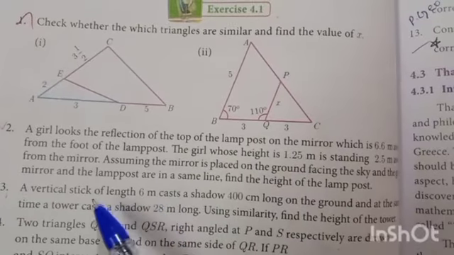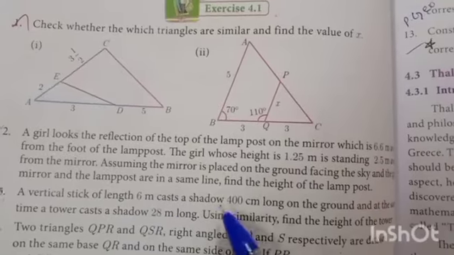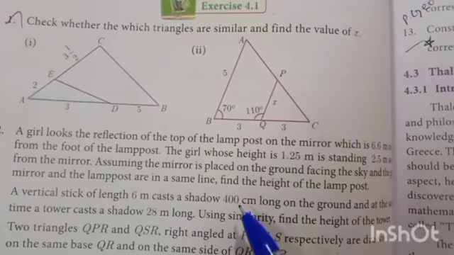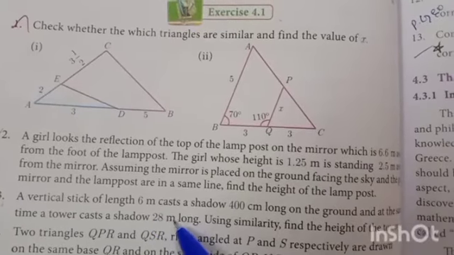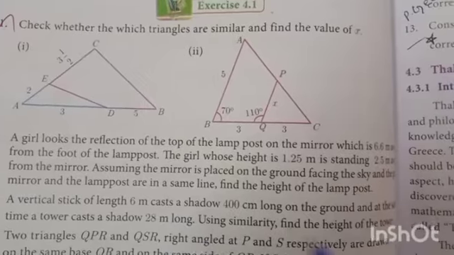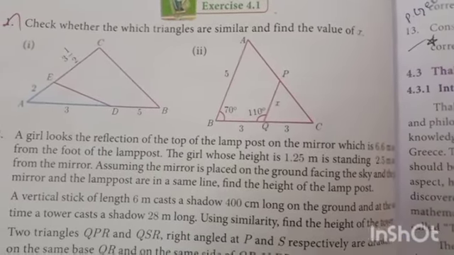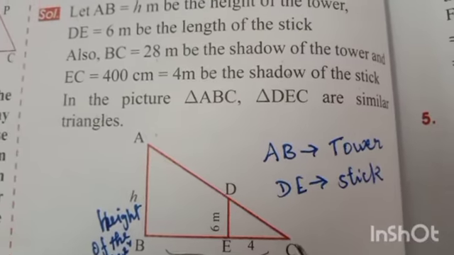Yes, 6 meters is the length of the stick. The shadow of the stick is 400 centimeters, and 28 meters is the shadow of the tower. Using this, we have to find the height of the tower. You have to draw the diagram for the given problem.